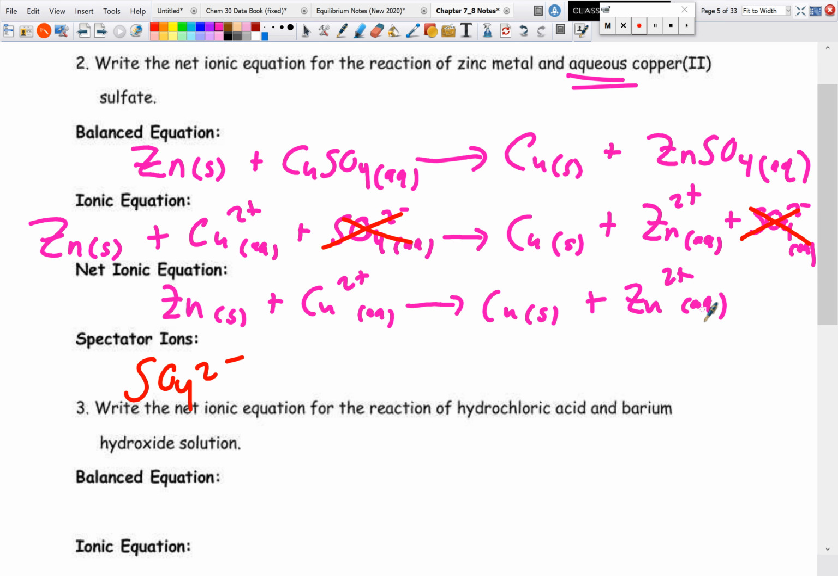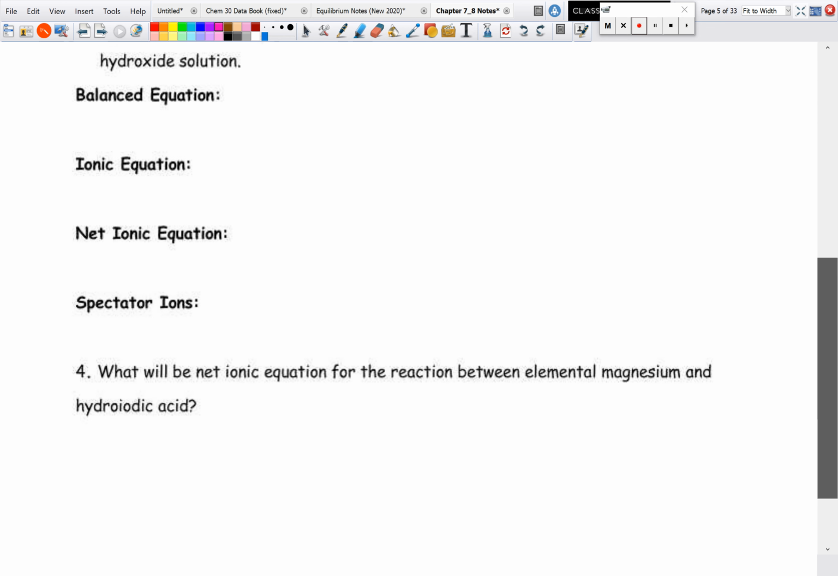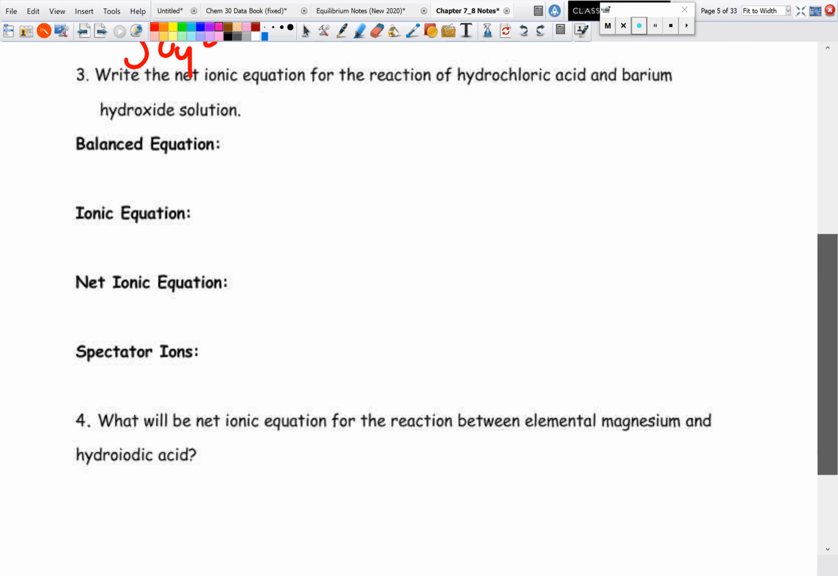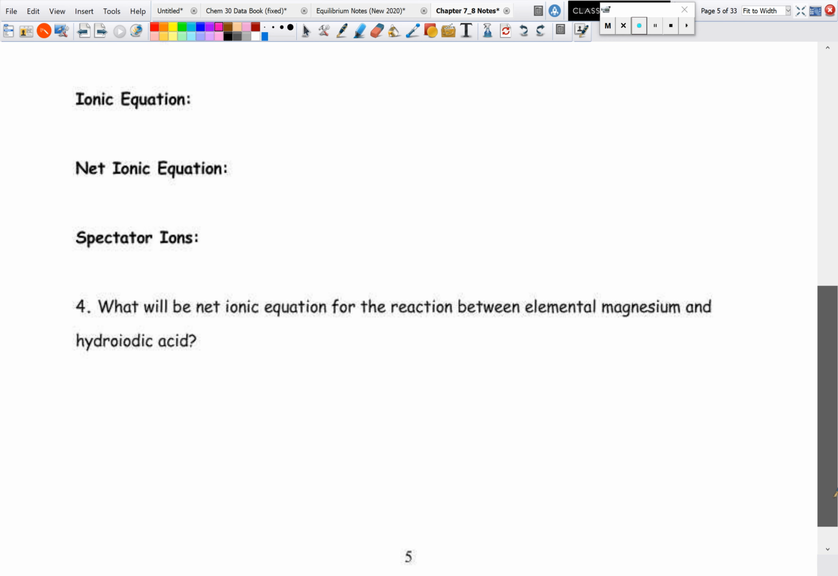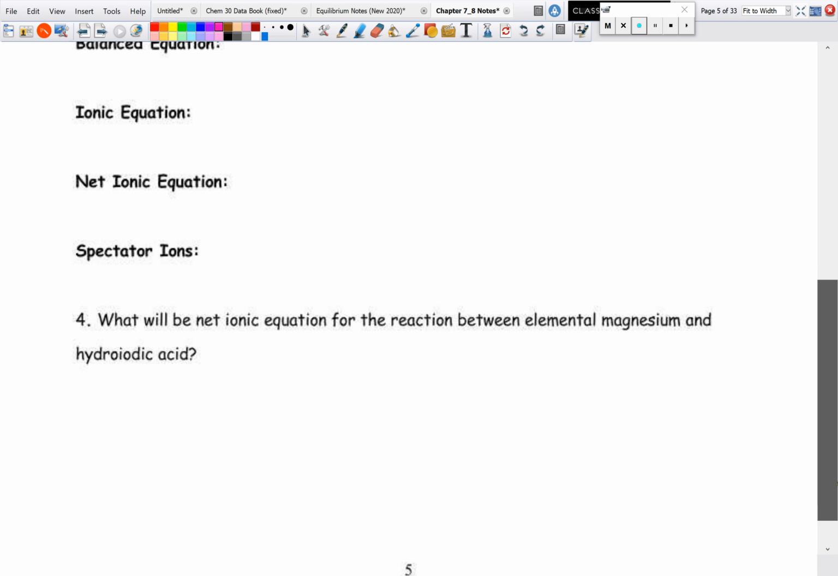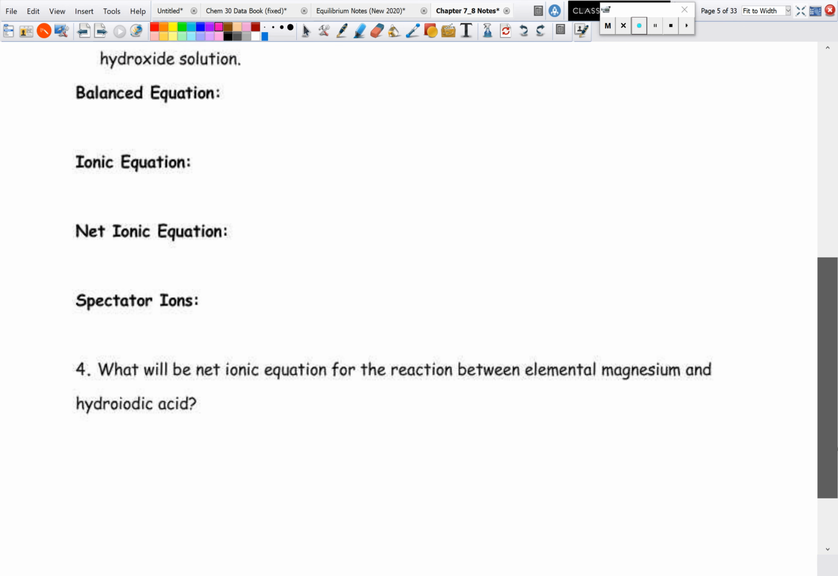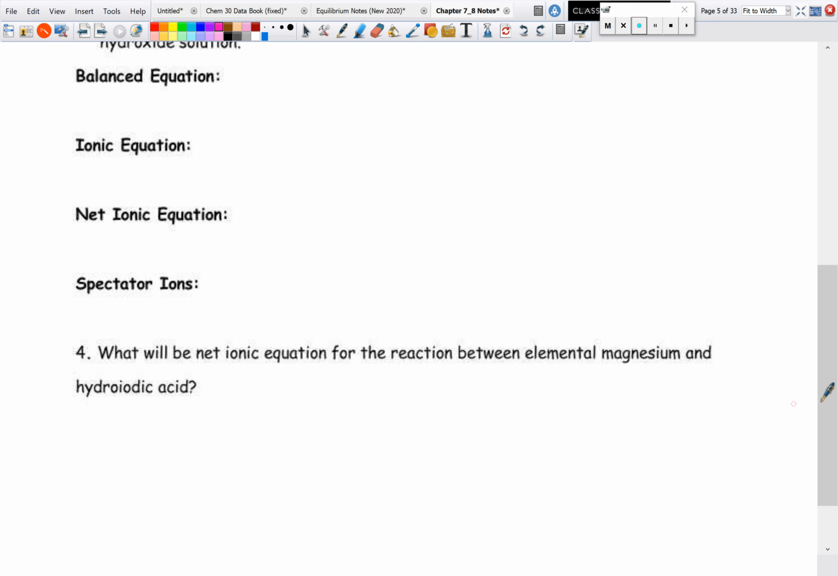So definitely pause the video here now and try the other ones, but I'm just going to put in the net ionic equations for example 3 and 4. So example 3, we have hydrochloric acid and barium hydroxide, and example 4 is the net ionic equation between elemental magnesium and hydroiodic acid. So see if you can get these on your own, and the answer is going to go up in 3 seconds.